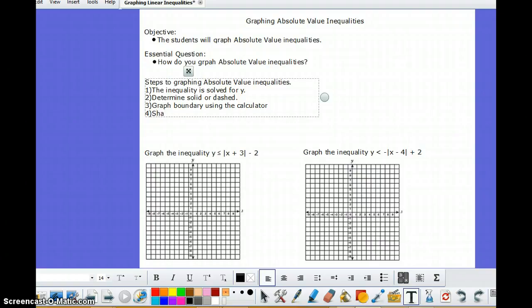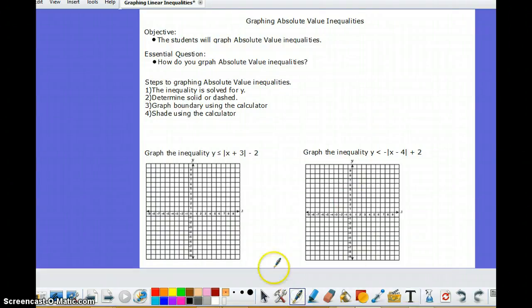And then we're going to shade using the calculator. Although this shading is a whole lot easier than the other shading. Okay? So pretty simple in this case.